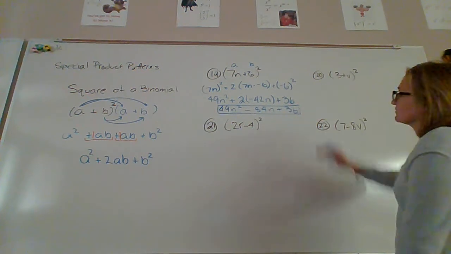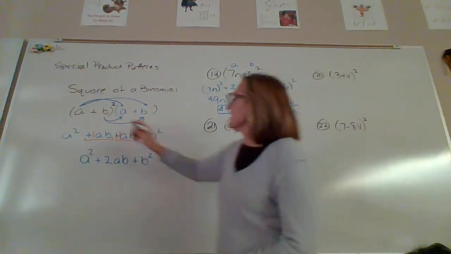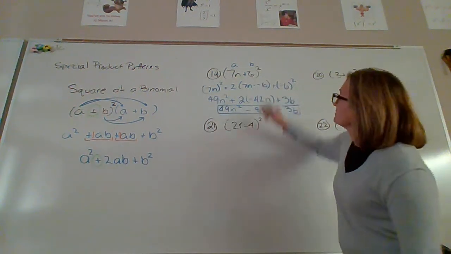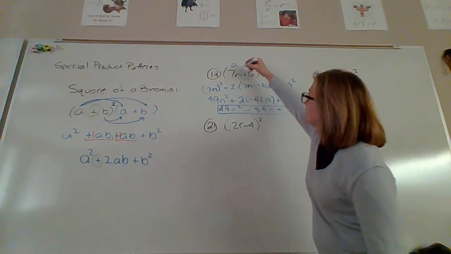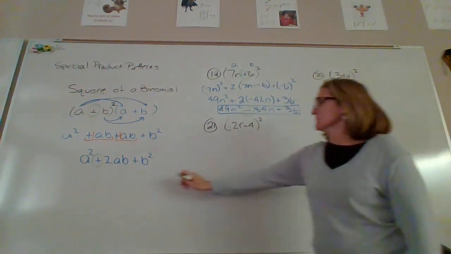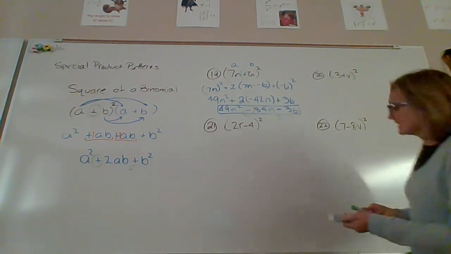All right, let's look at number, oh, and by the way, notice when you're squaring a plus, the middle term is positive. When you square a negative, like this was originally, our middle term is negative. The last term is always going to be positive. All right, let's move on to number 20.